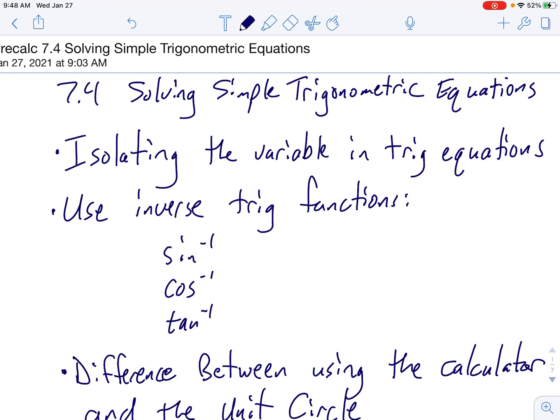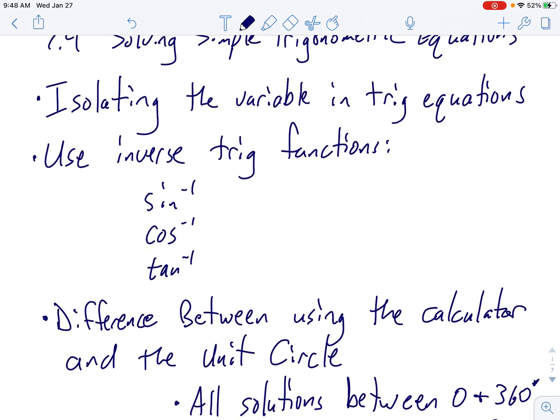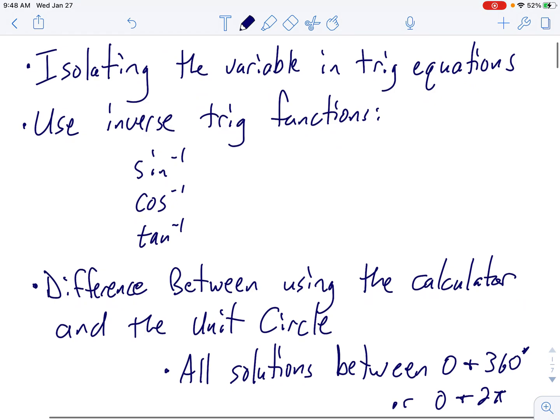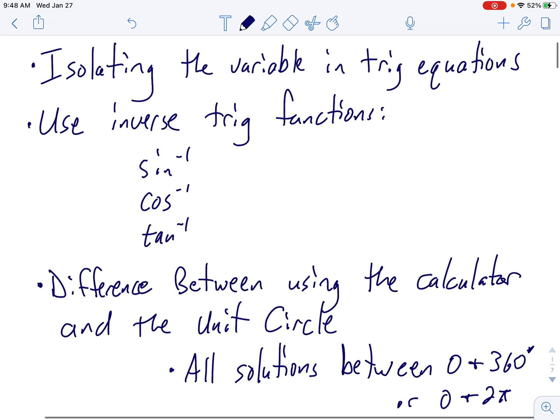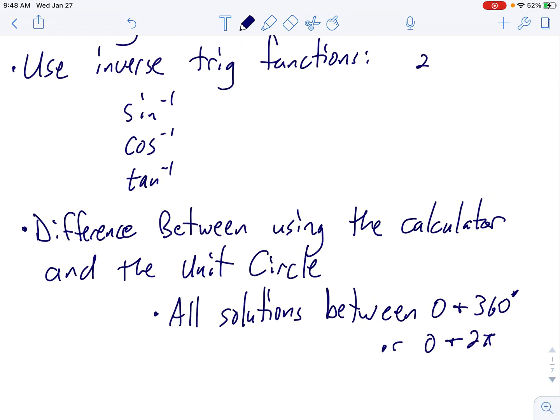Okay, so we're doing lesson 7.4, solving simple trigonometric equations. But just like solving algebraic equations, the goal is to isolate the variable. It's just going to be in trig equations. We'll be using inverse trig functions. So like with regular equations, go to basic algebra.